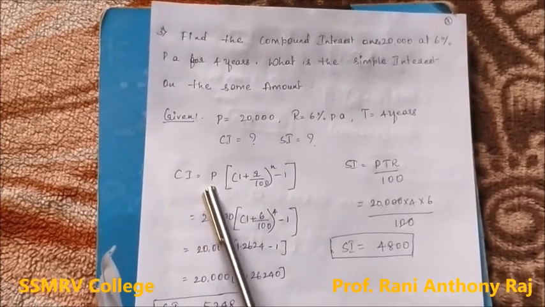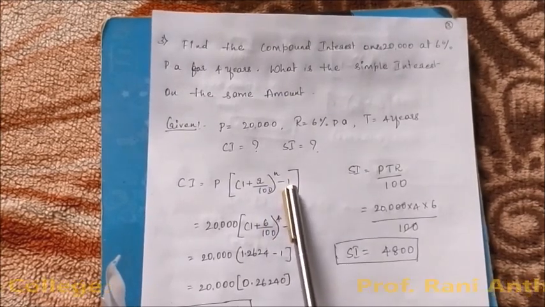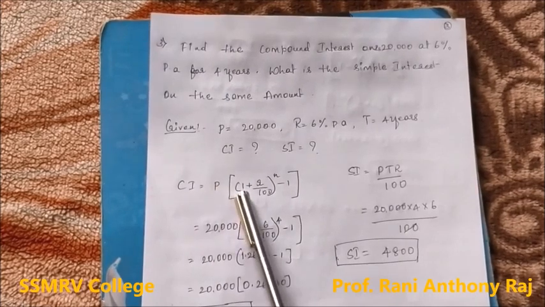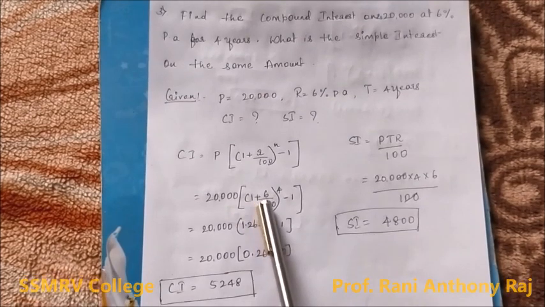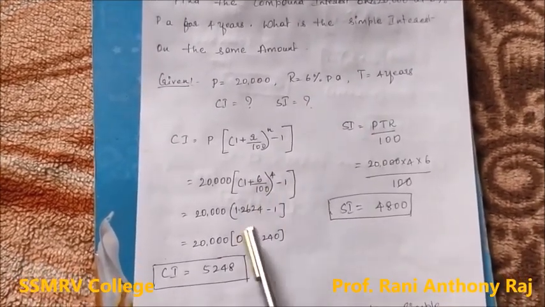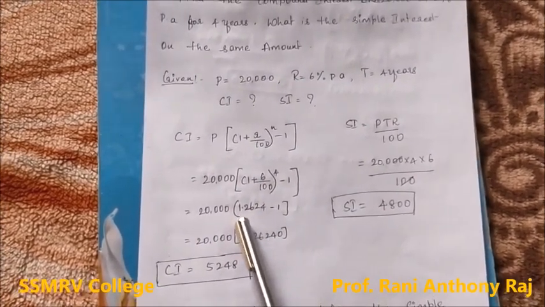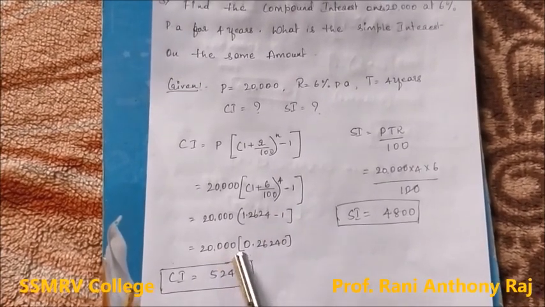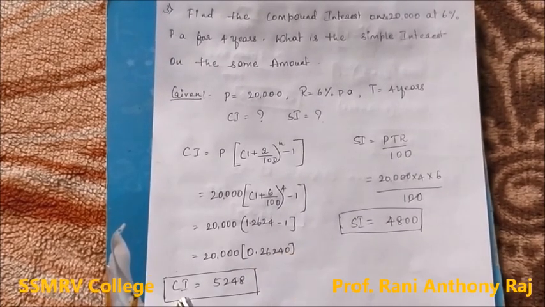Compound interest formula is P[(1 + R/100)^n − 1]. In order to find the compound interest directly, this is the formula you need to use. So, principal amount is 20,000. 1 plus 6 divided by 100, tenure is 4 years, minus 1. When you simplify this, you will be getting the value as 1.2624 minus 1. So 20,000 into 0.2624.